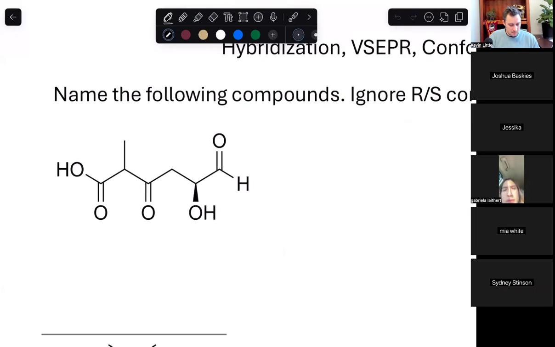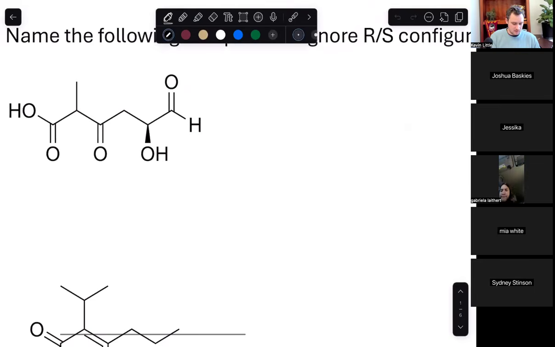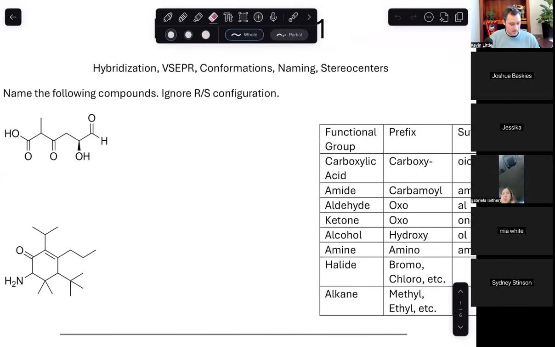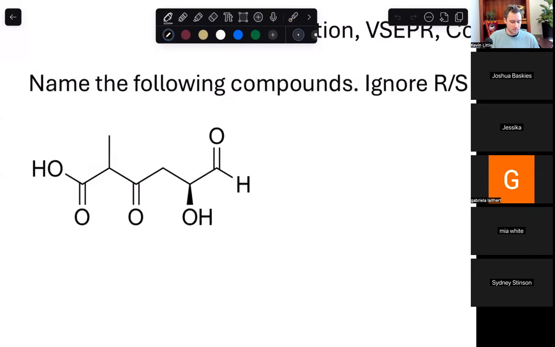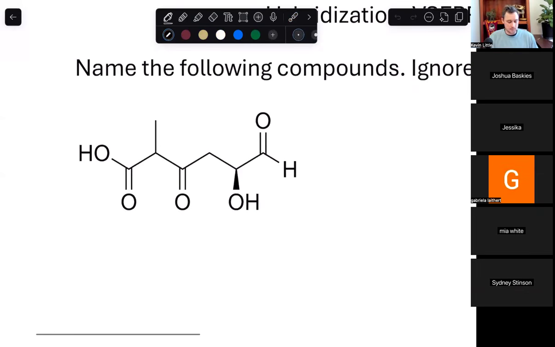So here I look, I'll keep it zoomed out. I see a carboxylic acid, I see a ketone, I see an alcohol, and I see an aldehyde. Well, I'm going to look for the highest priority functional group here. So that's carboxylic acid out of all of those options. And so I want to start my numbering to give carboxylic acid the lowest possible number. So 1, 2, 3, 4, 5, 6. That's the longest carbon chain I can make while including my highest priority functional group. So that's what we're going to do.